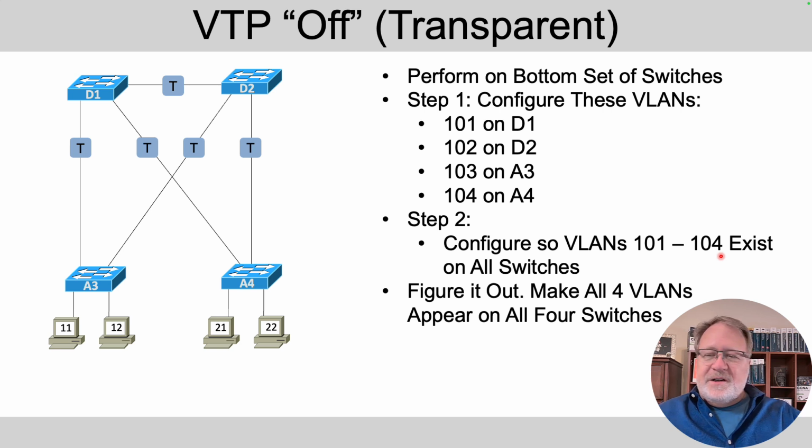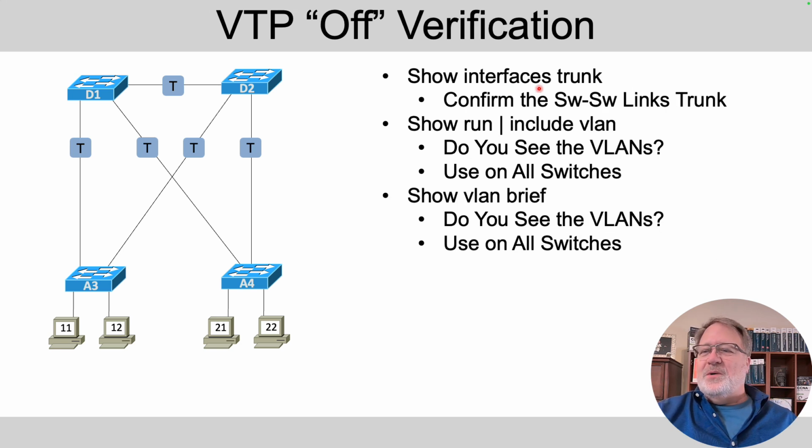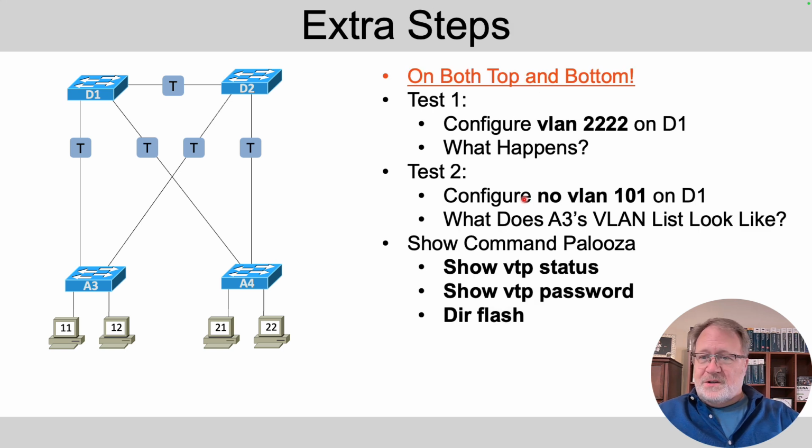Then once you've configured it, circle back, do show interfaces trunk just to confirm that all the trunking links really are operating as trunks. Check out show run to see if you can find the VLAN commands there in this case or not, and show vlan brief to confirm all 4 of those VLANs really are there. Last bit, if you want a little bit more to look at, some extra steps, you can do this both on the top with VTP and bottom without VTP. Try to configure VLAN 2222 from the extended range of VLAN IDs and see what happens. And maybe do that on switch D1, all right?